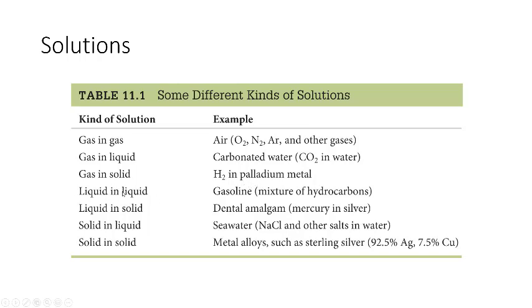You can mix two liquids together, for example, gasoline. Liquid and a solid, such as dental amalgam, which is mercury and silver, used for dental implants. Solid and liquid, an example of that would be seawater. And solid in solid would be an example of a metal alloy. This shows that any combination of our different states of matter can mix together.